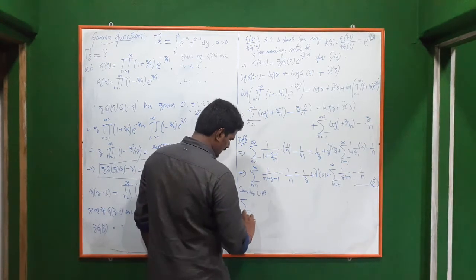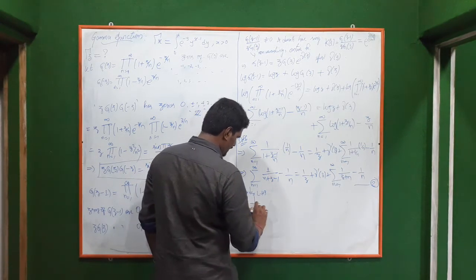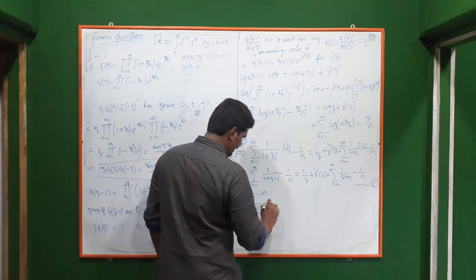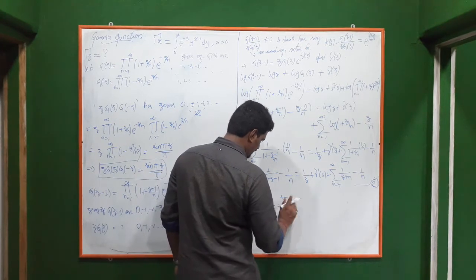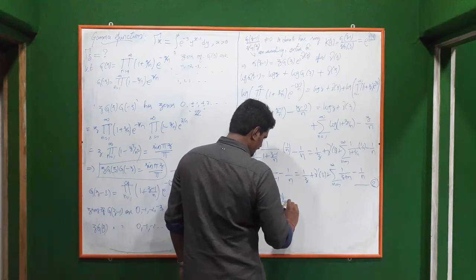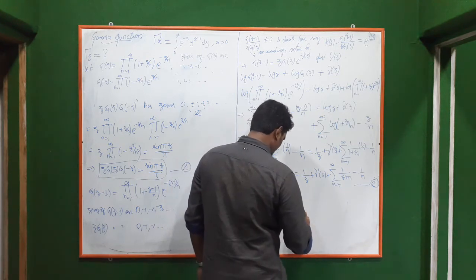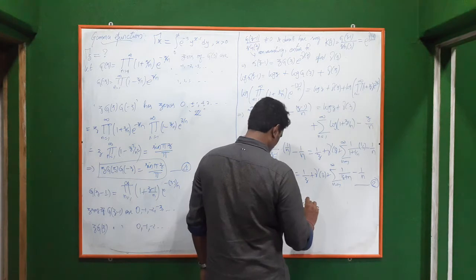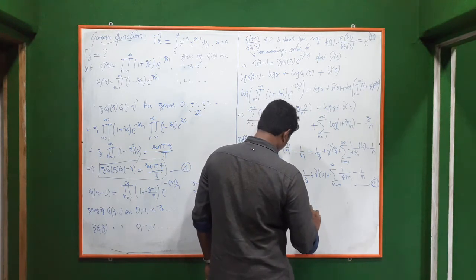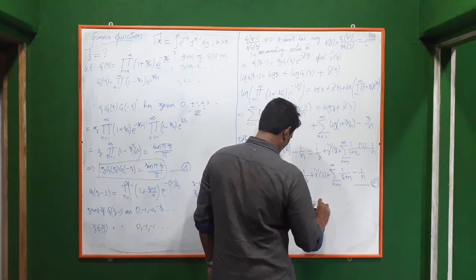Summation n from 1 to infinity of 1 by n plus z minus 1, minus 1 by n, which is the limit as n goes to infinity of summation k from 1 to n of 1 by k plus z minus 1, minus 1 by k.